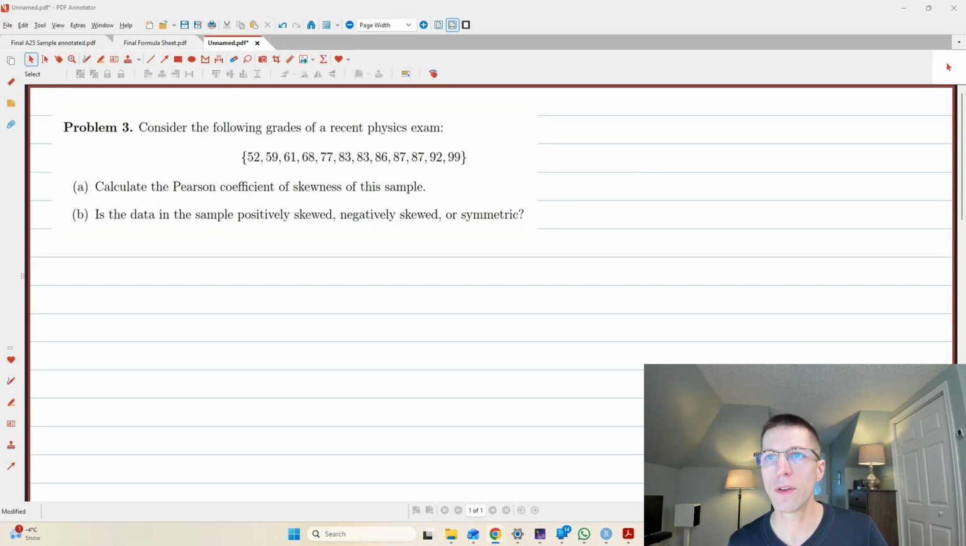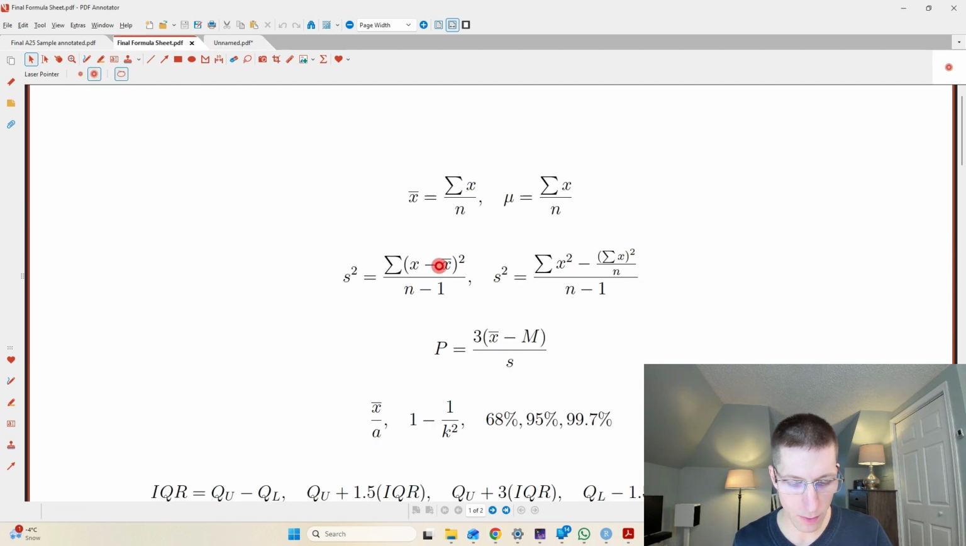So question 3 gives us a list of data and then says calculate the Pearson coefficient, and then is the data positively skewed, negatively skewed, or symmetric? So this is a nice straightforward computational one. Basically just put stuff in formulas. So the formula we want here is going to be this one. That's our Pearson coefficient formula.